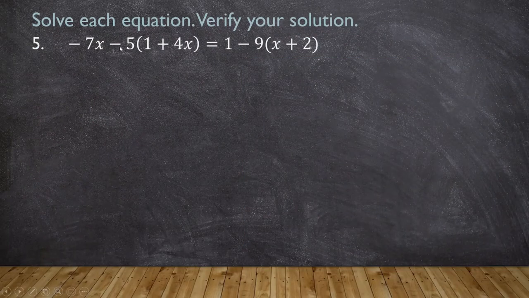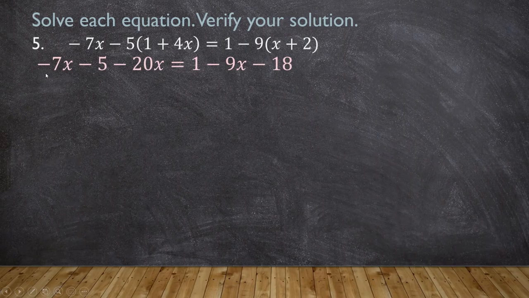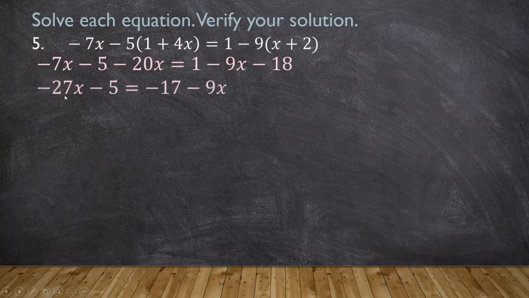In number 5, we need to distribute the -5 to the 1 and the 4x. On the right-hand side, we're going to be distributing -9 to the x plus 2. After distributing, we've got -7x minus 5 minus 20x equals 1 minus 9x minus 18. Next, we would combine like terms. On the left-hand side, we've got -7x minus 20x, which combine to be -27x. On the right-hand side, 1 minus 18 combine to get -17.